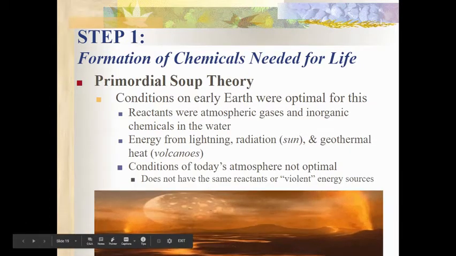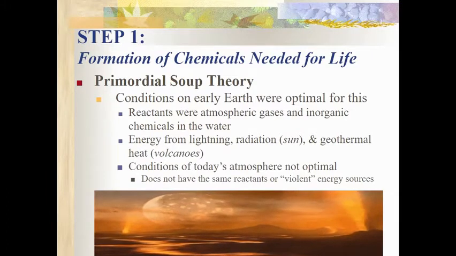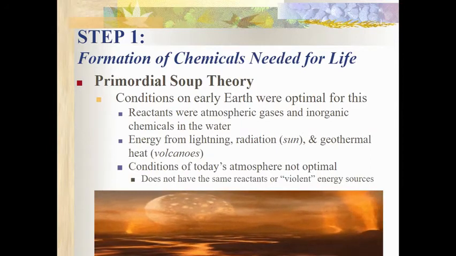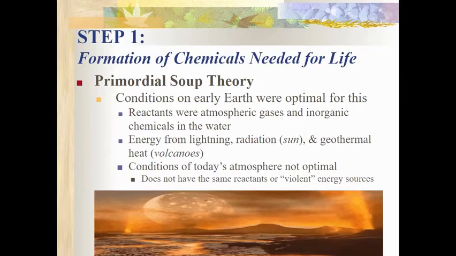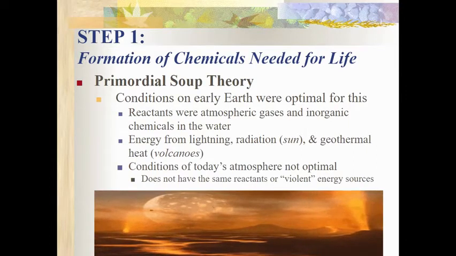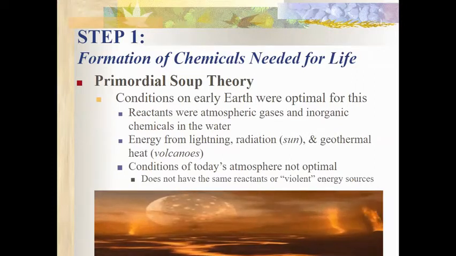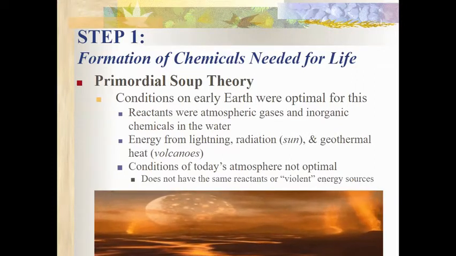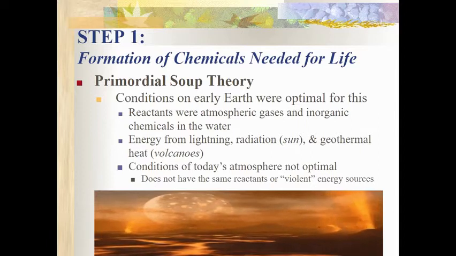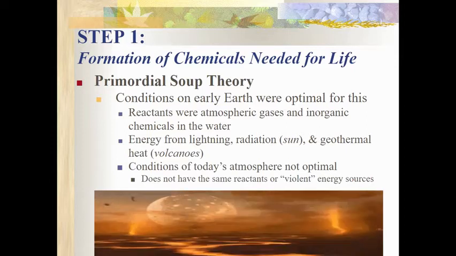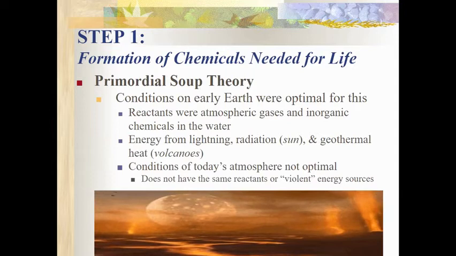The conditions on early Earth were optimal for this to occur. The reactants were the atmospheric gases and the inorganic chemicals in the water. The energy would have come from lightning, radiation from the sun, and geothermal heat, mainly from volcanoes. And the conditions in today's atmosphere on Earth are not optimal. We don't have the same gaseous reactants, and we don't have the same violent energy sources that early Earth had.